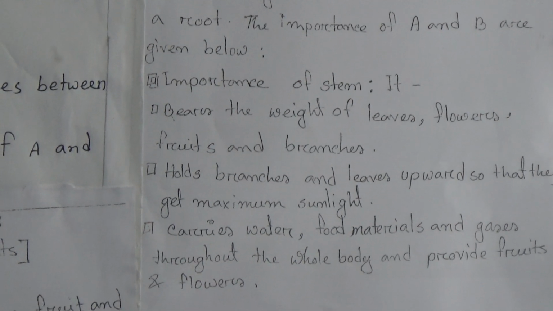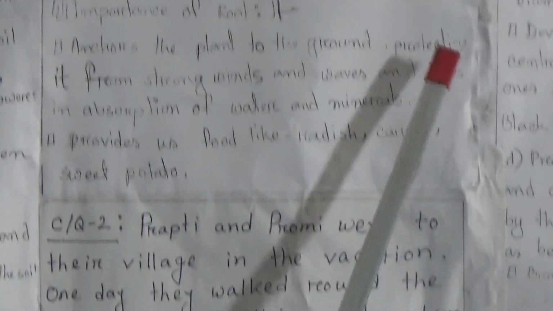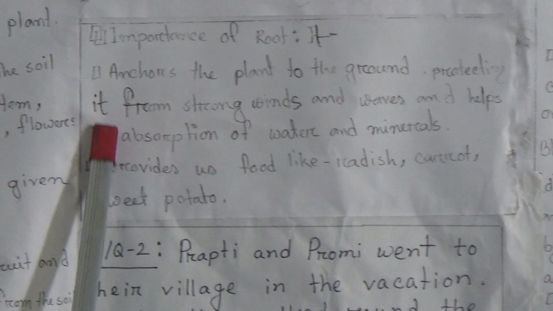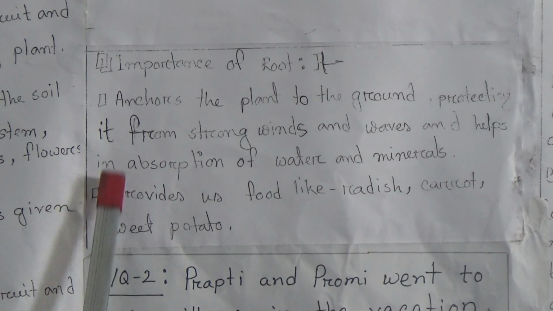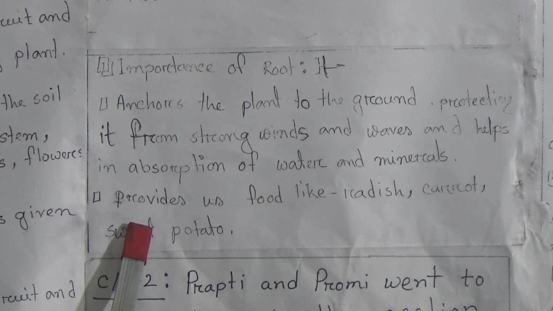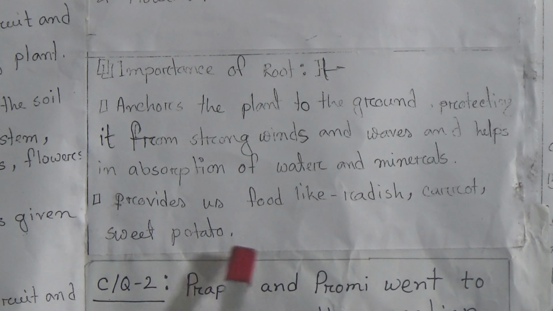Now, importance of roots, that means B. Number 1, it anchors the plants to the ground, protecting it from strong winds and waves, and helps in absorption of water and minerals. And number 2, provides us food like radish, carrots, sweet potato, etc.